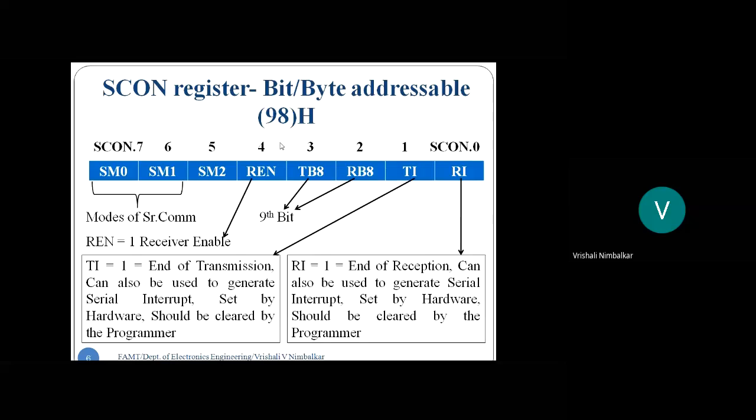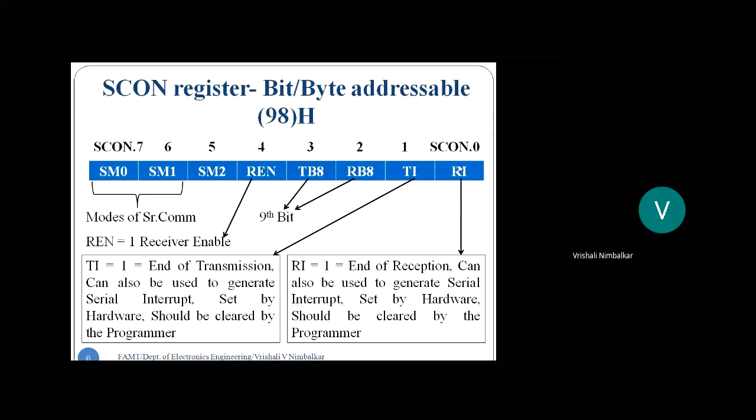Okay. So SCON is an 8-bit SFR register. Address is 98 hex. You can clear or set the bit, as it is both bit addressable as well as byte addressable. Okay, SCON.0, SCON.1. Now let us see one by one bit.